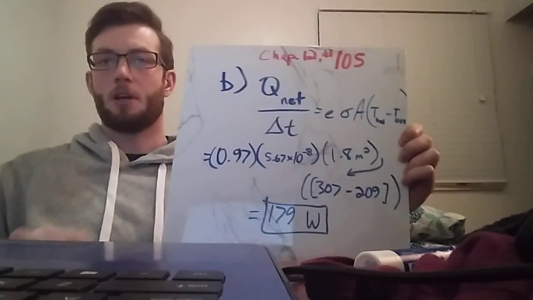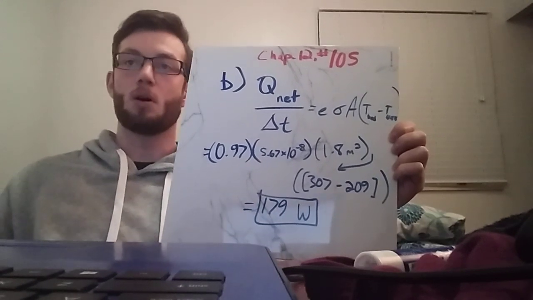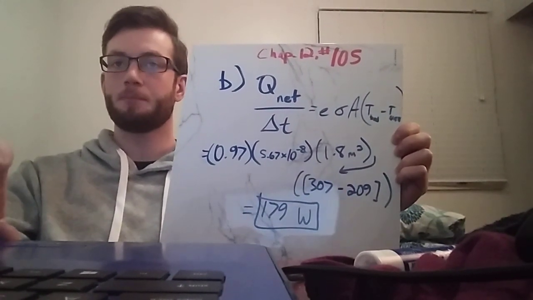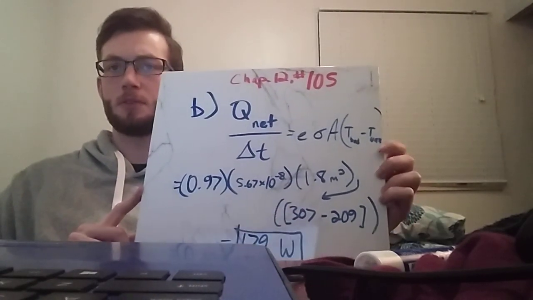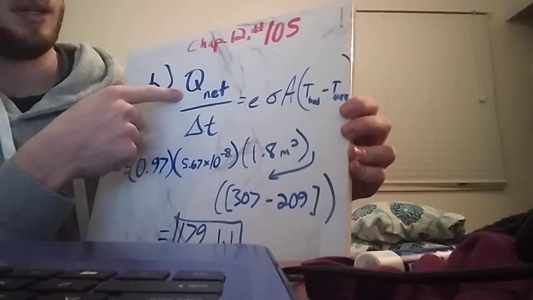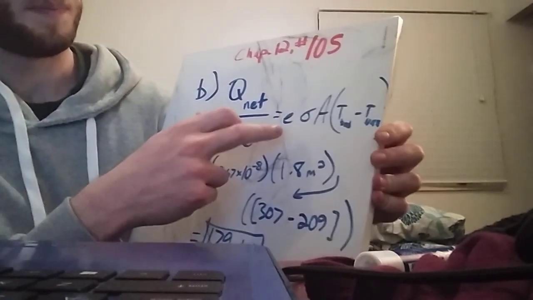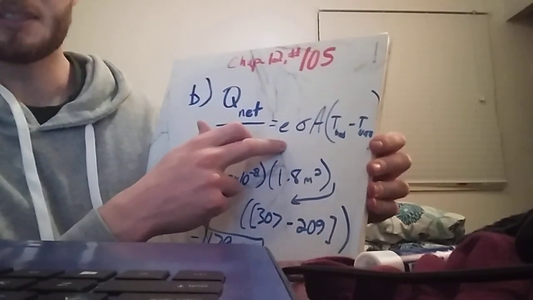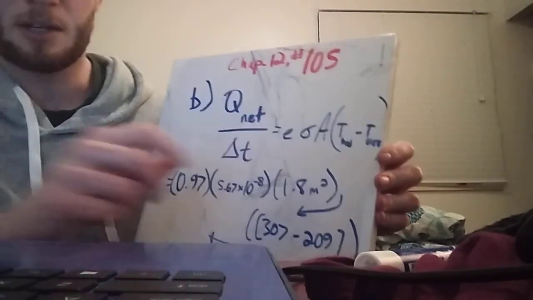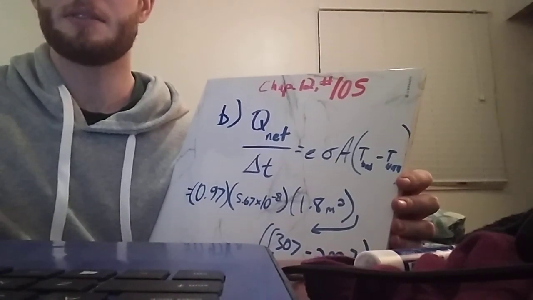Alright, so after solving part A, part B then asks, what is the person's net radiation loss to the walls? The emissivity of skin is 0.97. Now, to solve for this, we're going to use an equation right here. The net change in heat divided by the delta T is going to equal E, which is the emissivity constant that we were given in the question, times this symbol right here, which stands for Stefan's constant. Again, this is another constant value.